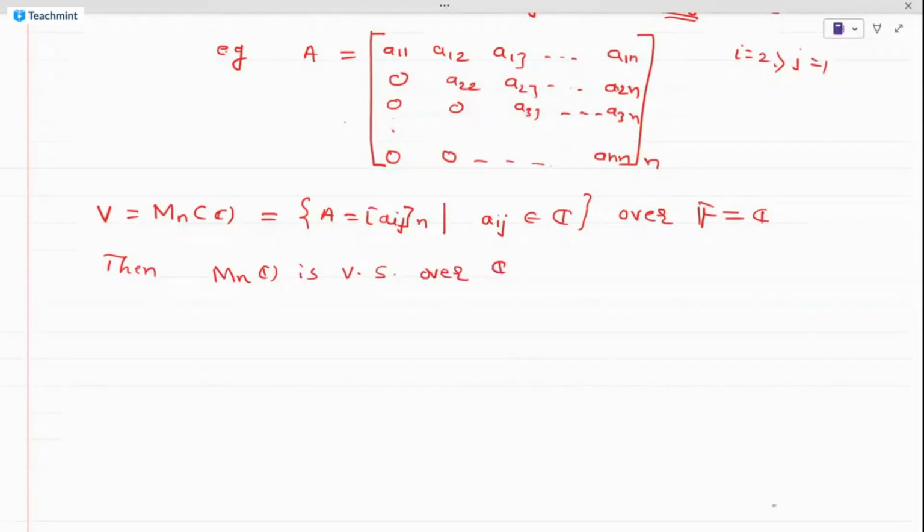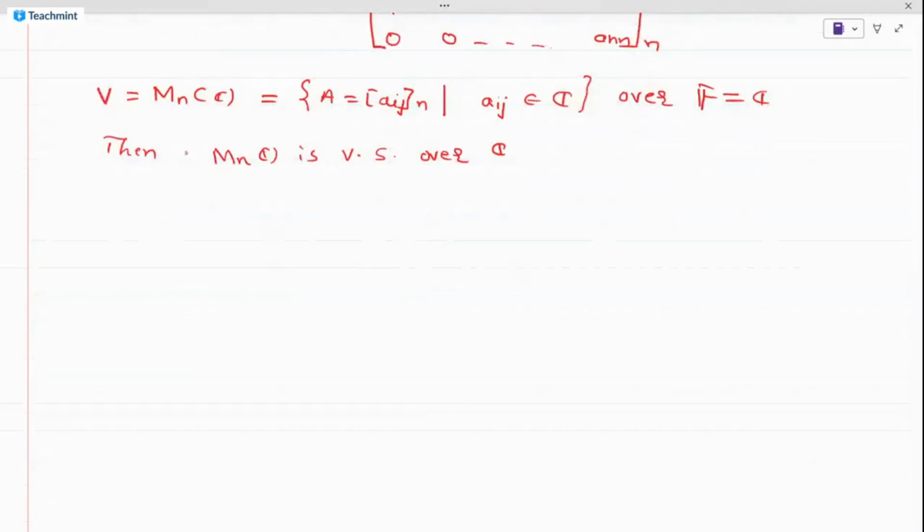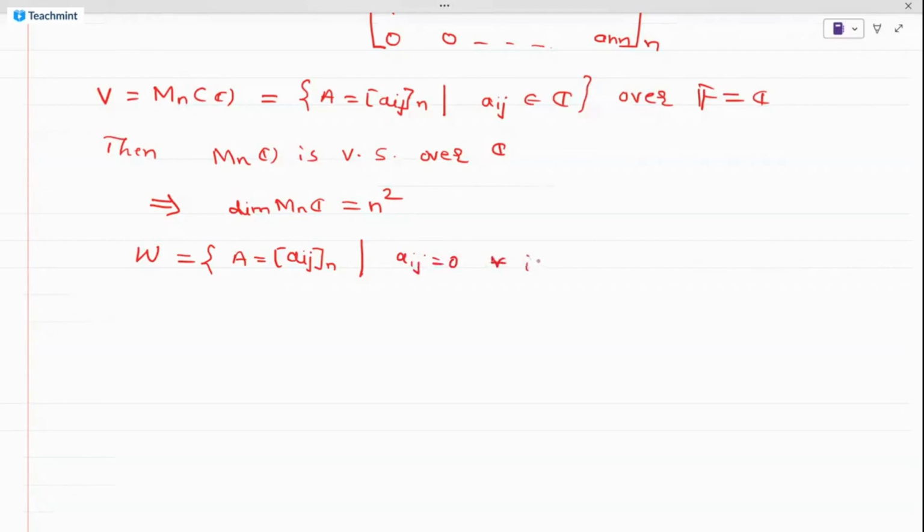Complex matrices over the field C form a vector space. As you know, its dimension, the dimension of M_n of C, is equal to n square. But if you take a subset W, which is defined as the set of all square matrices Aij such that Aij is equal to 0 for all i greater than j, this condition is for the upper triangular matrix.